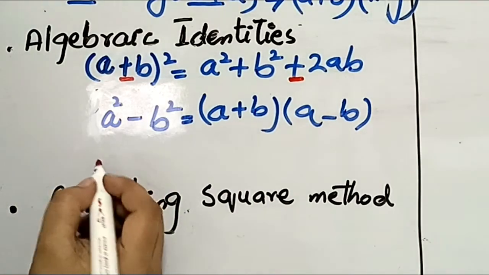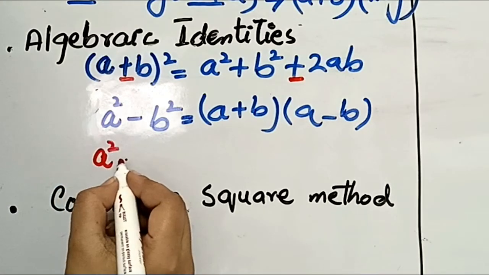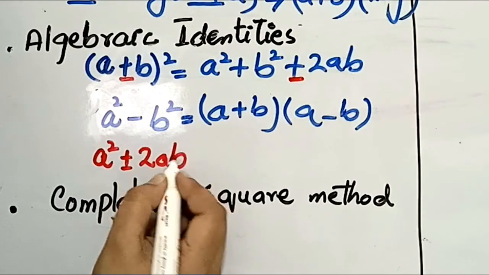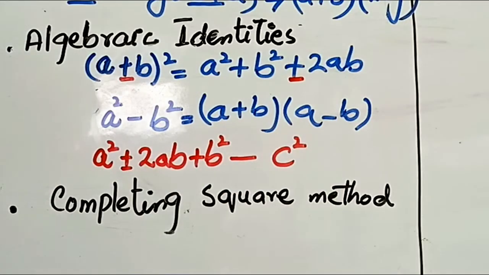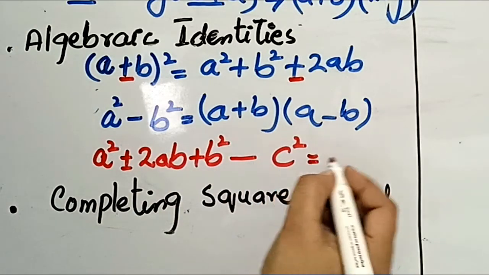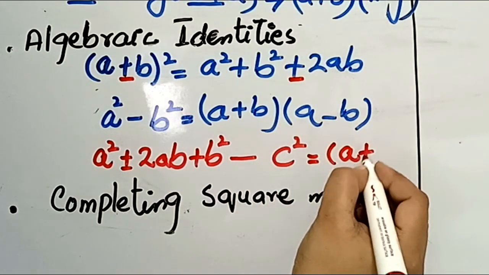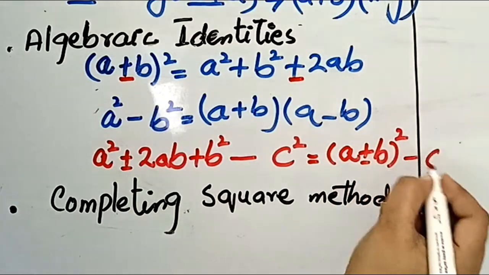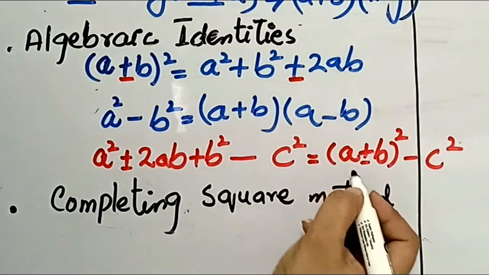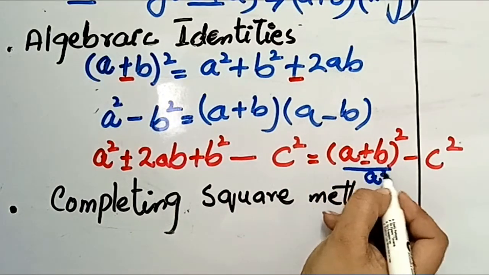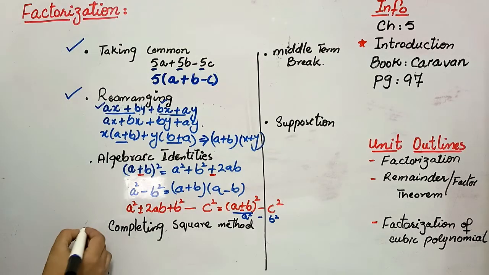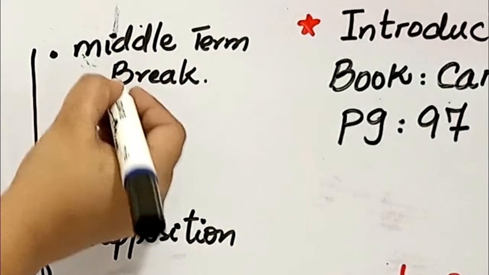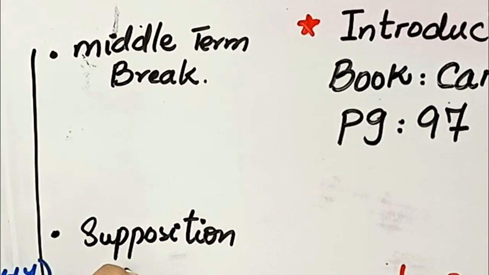Fine. Another we have to use here is a square plus minus 2ab plus b square minus c square. So here you can see that this one is equal to a plus minus b whole square minus c square. So it will be transformed as this is a square minus b square, and we have to apply that formula. These three methods we will discuss: completing square method, middle term break method, and the supposition method. We will discuss in detail.